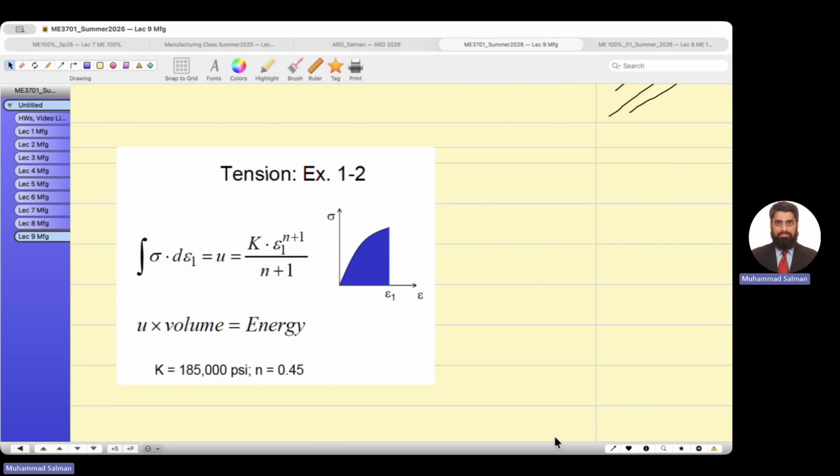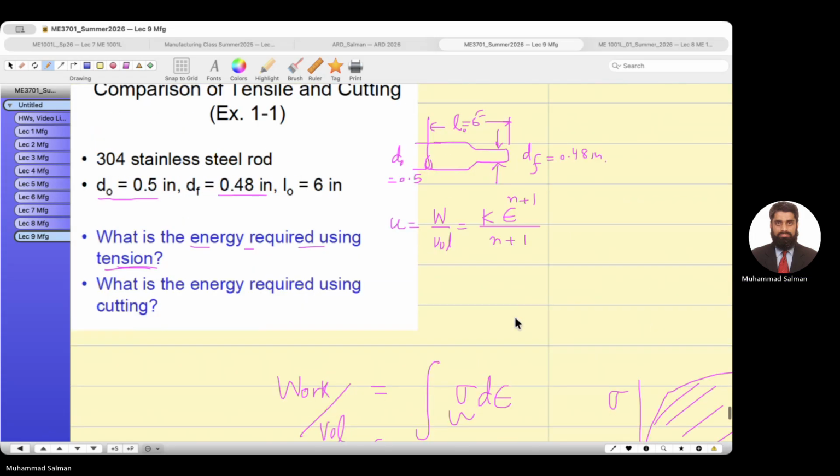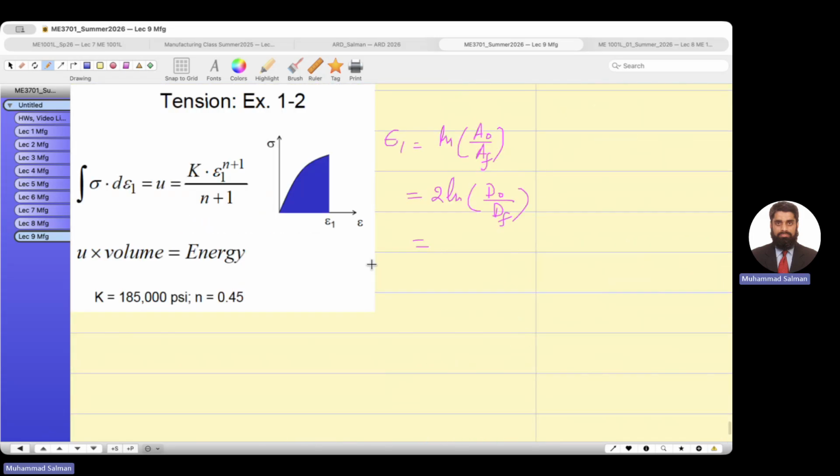Let me know what is the epsilon 1. It can be found using this formula, ln of initial area over the final area. Initial area is pi by 4. Let's remove the pi by 4 because it is the same in the numerator and denominator. So I can write 2 ln d0 over df. D initial is 0.5, d final is 0.48. 2 times ln 0.5 over 0.48. What do you guys get?